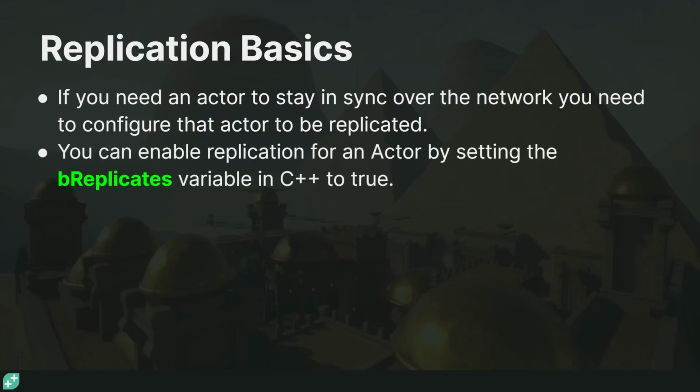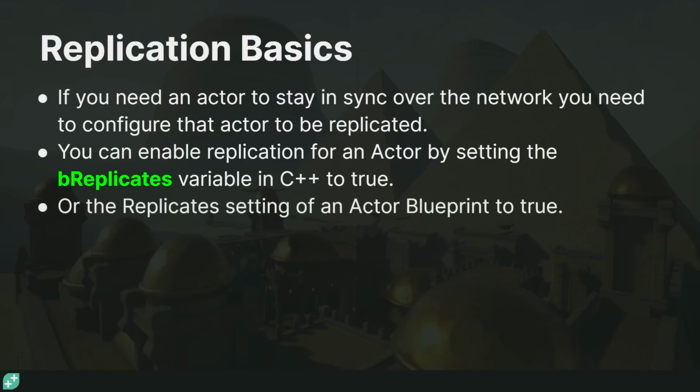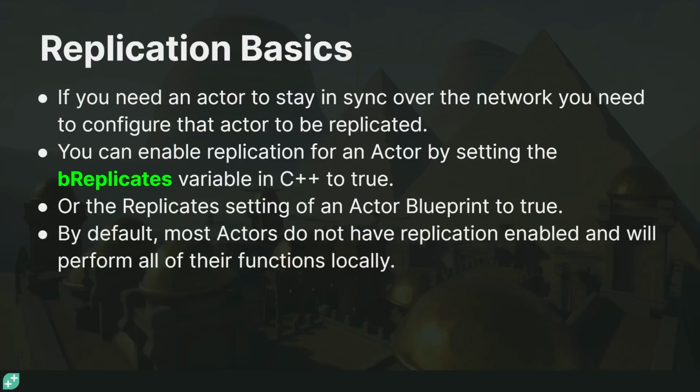You do it by setting the bReplicates variable in C++ to true, or you need to set the replicate setting of an actor blueprint to true. By default, most actors don't have replication enabled, so they will only work locally. So if you want something to be replicated, we need to do it ourselves. Once you set the bReplicates variable to true, Unreal's replication system will pick it up, and the server will create an actor channel for that actor in order to share data from the server to the client to keep that actor in sync with the server.